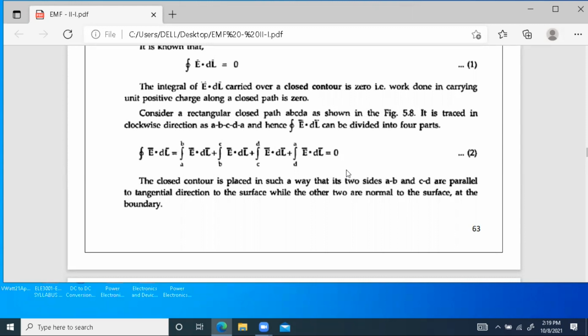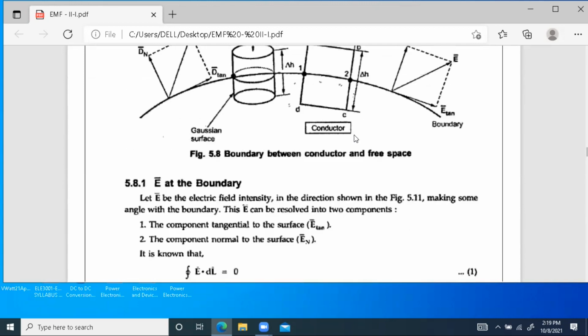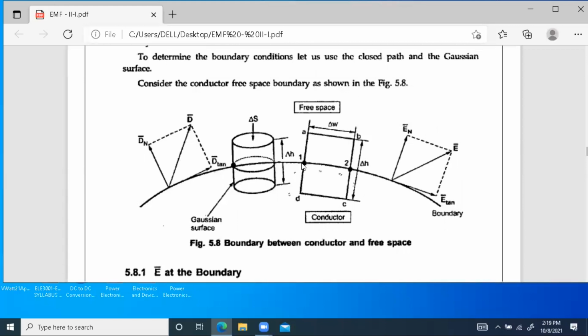The integral of the E dot dl around the closed path is 0. All right, so we choose this closed path. We go A to B, B to C, C to D, then D to A. And we choose a closed path that is for the most part parallel to this and this, and this is at right angle to this.